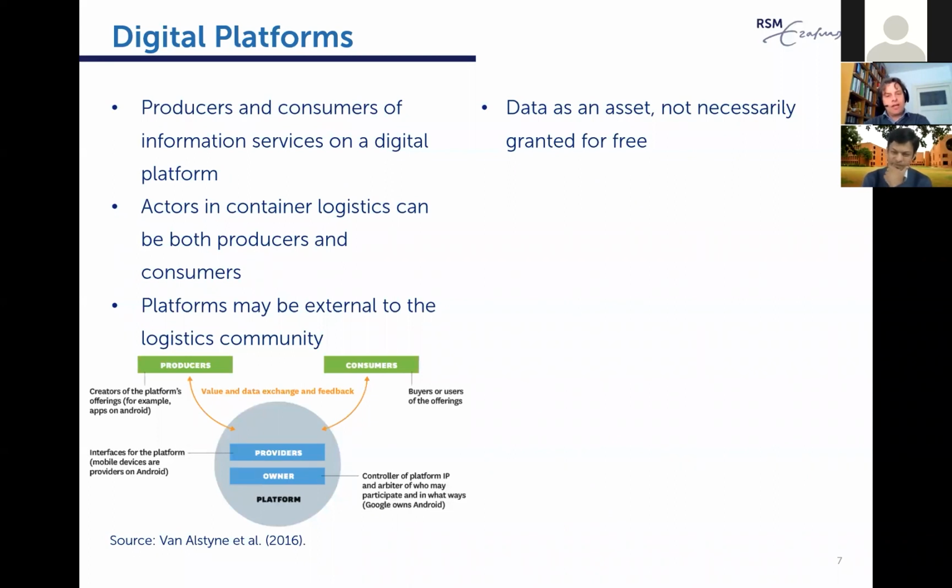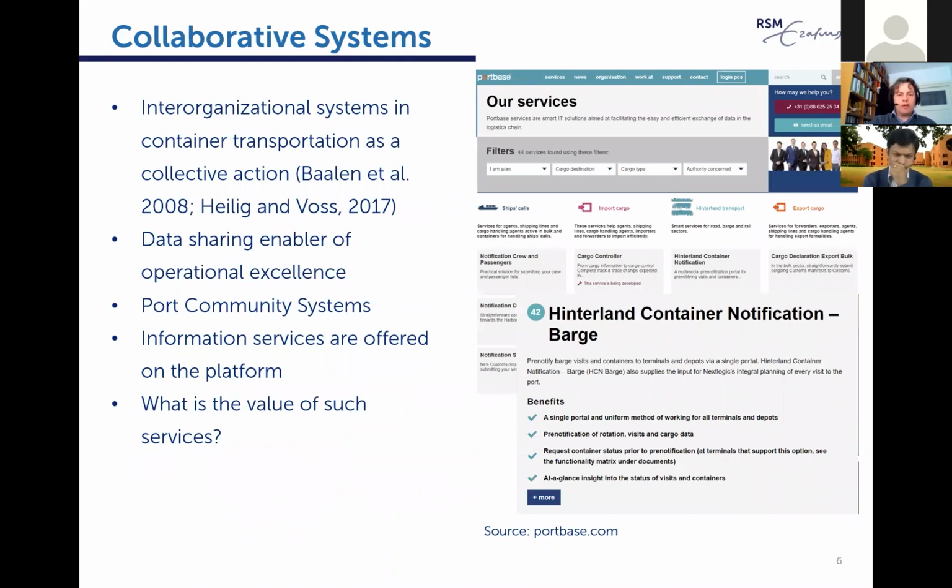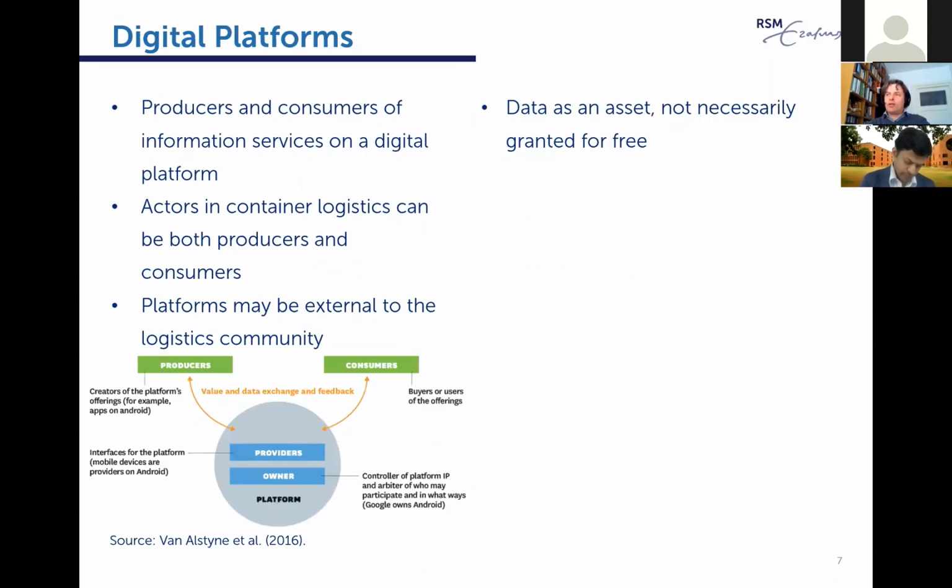And at the same time, I'm offering a lot of data to this platform. So how can I be compensated for that? And actually, to be honest, these collaborative systems we talked about a moment ago were not really prepared to deal with those kind of discussions. So data is an asset and not necessarily granted for free. It's not something that we are willing to freely share with everybody else.